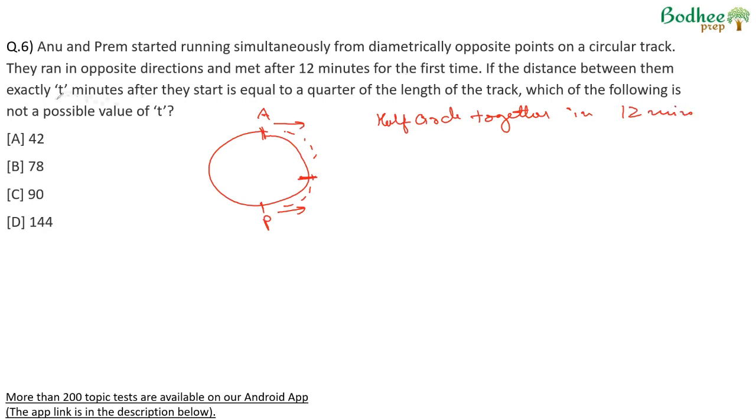If the distance between them exactly t minutes after the start is equal to a quarter of the length of the track, which of the following is not a possible value of t? In this case, the first time that the distance will be a quarter of the track is when they have covered a quarter of the track together. So that will take 6 minutes.